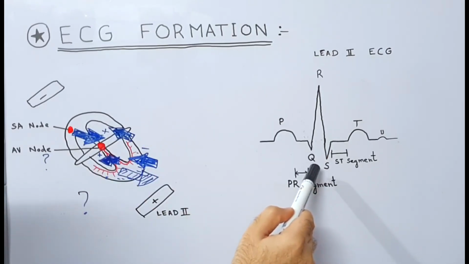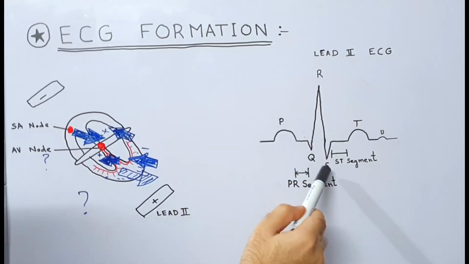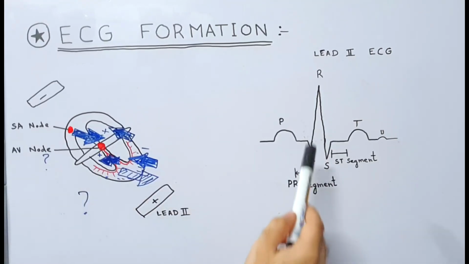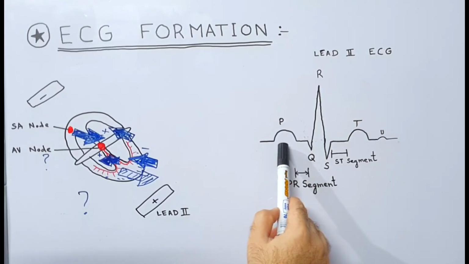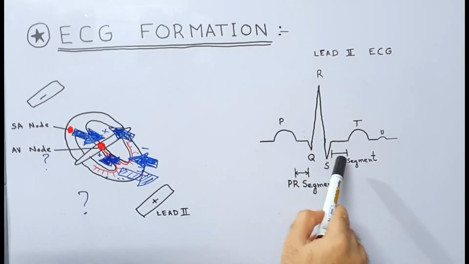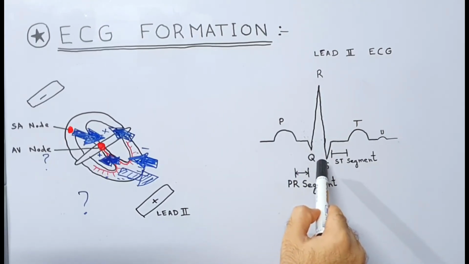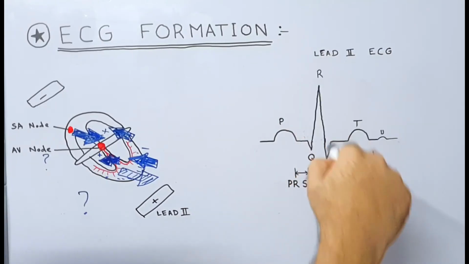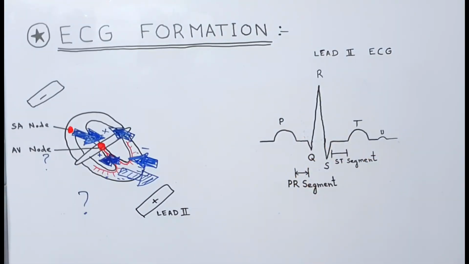QRS complex is a very strong signal, therefore it masks the repolarization waves. Therefore, we only see a depolarization of atria in the ECG and we do not see the repolarization waves individually because that is masked by the QRS complex. It sums up how ECG is formed.